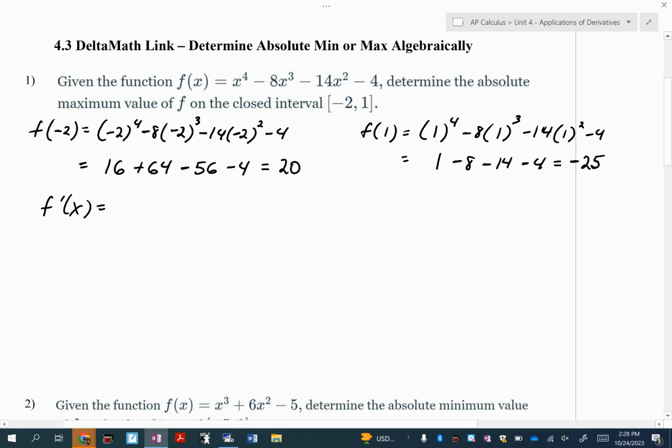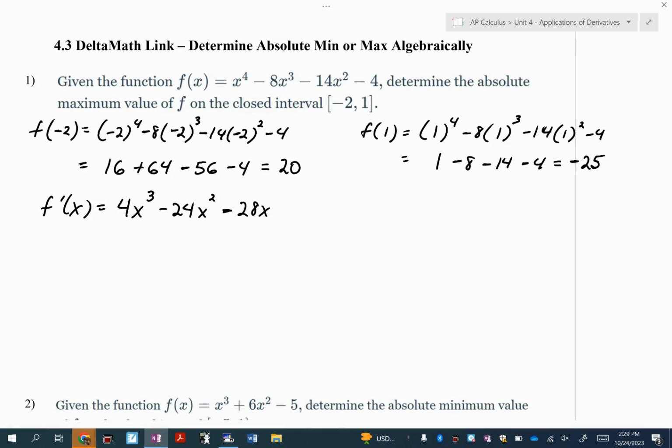All right, so I'm going to take the derivative of 1, 2, 3, 4 different terms. What is the derivative of x to the 4th power? 4x cubed. Now remember on this one, I do have a coefficient. So I'm going to take the 3, multiply it by the -8. That gives me -24. And then it's going to be x squared. Same thing with the -14x squared. That's going to be minus 28x. And what's the derivative of -4?